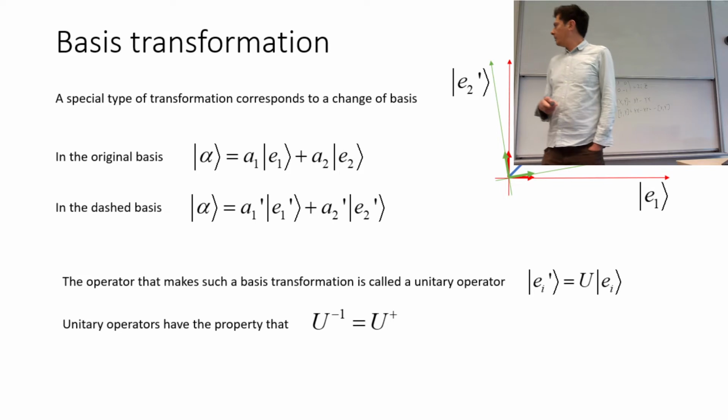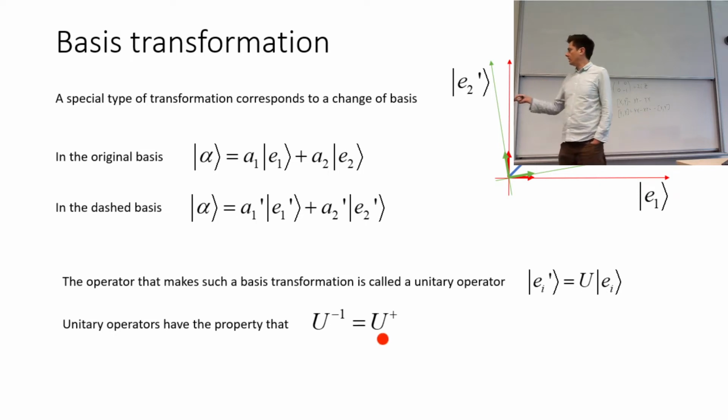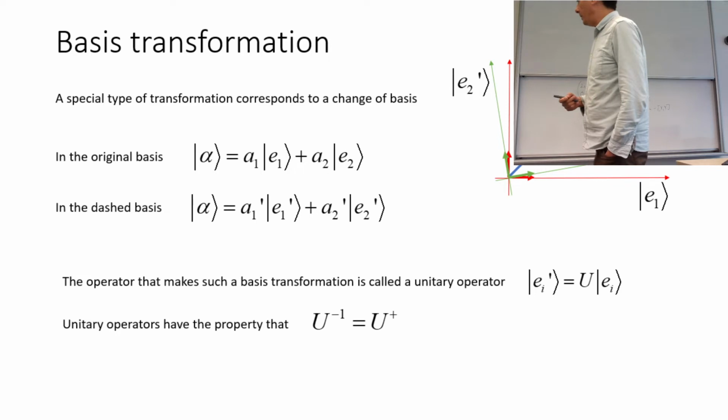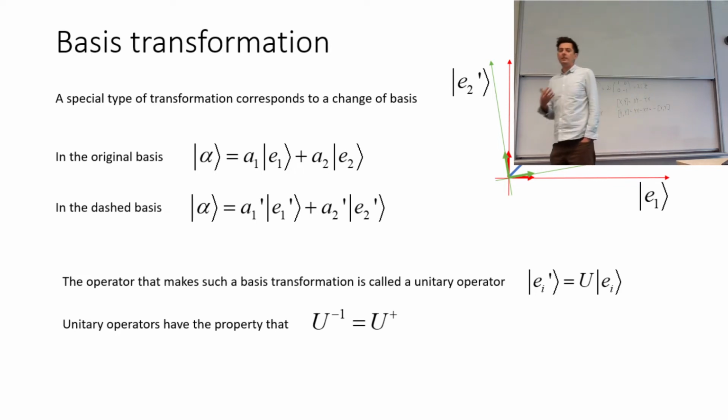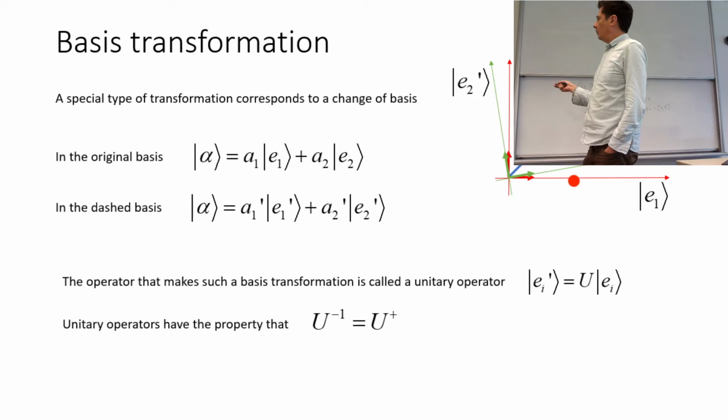And there's a special operator that makes such transformations, and this is called the unitary operator. The unitary operator has a special property that the Hermitian conjugate is the same as the U inverse. It has this particular property. It's not particularly obvious by looking at this definition of what a unitary operator is, but conceptually the important fact about a unitary operator is that it basically performs this kind of basis change. And it needs to be a special type of operator.